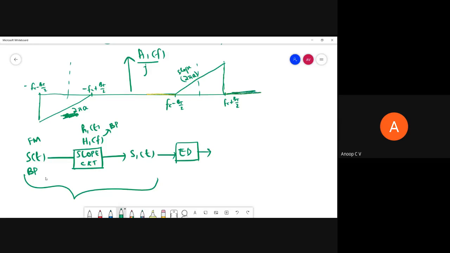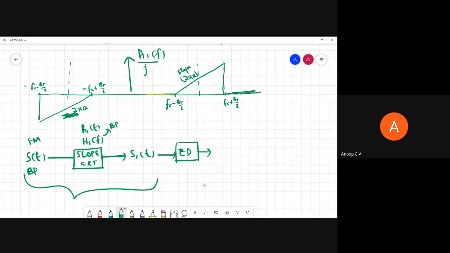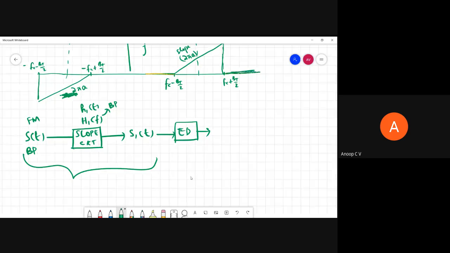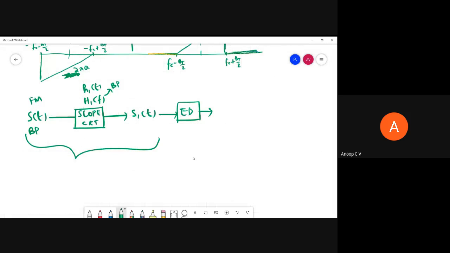If you remember S of f, it had frequency contents from fc minus bt by 2 to fc plus bt by 2. Whenever we encounter such bandpass signals, we have an easier approach. Instead of finding the convolution or the response in the bandpass domain itself, we can come up with a low pass equivalent. We did this when we derived the time domain expression of wideband FM.